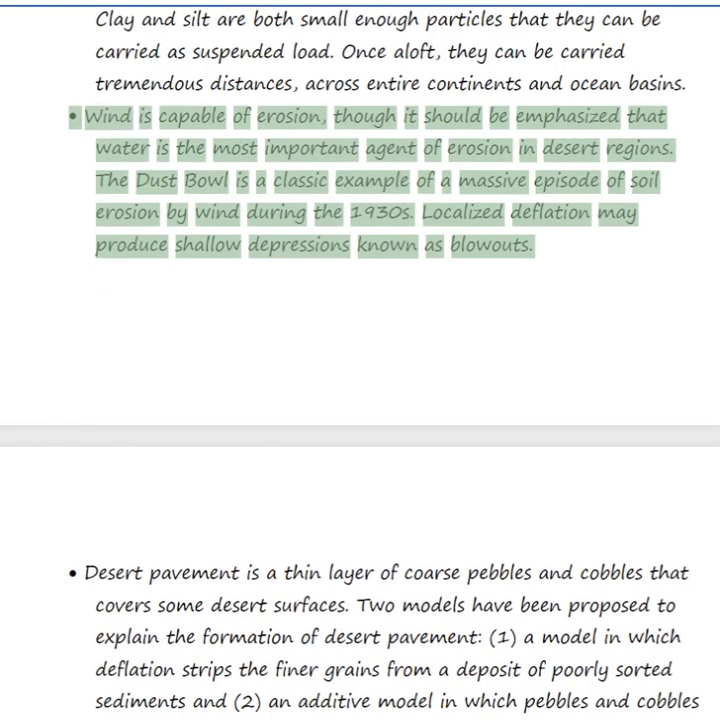Wind is capable of erosion, though it should be emphasized that water is the most important agent of erosion in desert regions. The Dust Bowl is a classic example of a massive episode of soil erosion by wind during the 1930s. Localized deflation may produce shallow depressions known as blowouts.